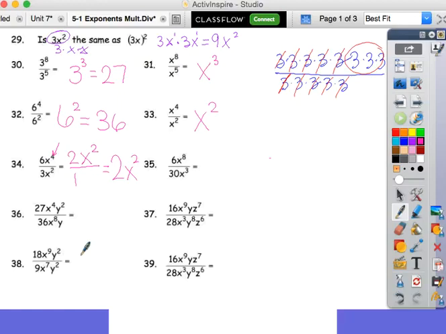Okay, let's look at 35. Simplify 6 over 30. 1 over 5. Okay, now we have x and x. We have a like base. Where's the larger exponent? In the numerator, so the x goes up here, and 8 minus 3 is 5. Now, how could I write that so that it looks more simplified? x to the 5th power over 5. We don't need the 1 in front of the x. We know it's there. x to the 5th over 5.